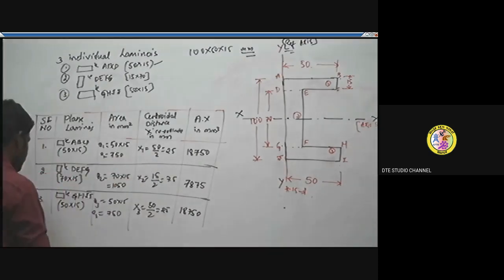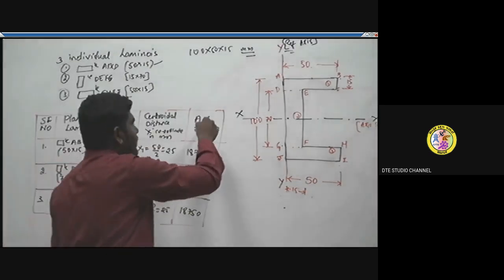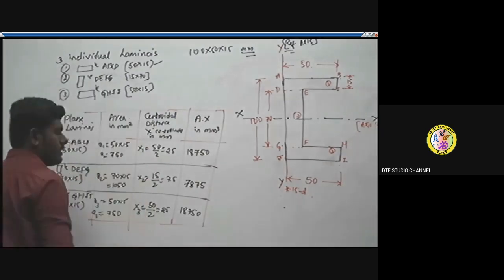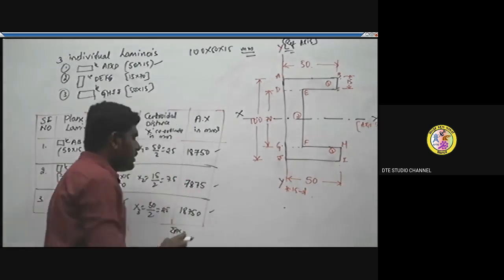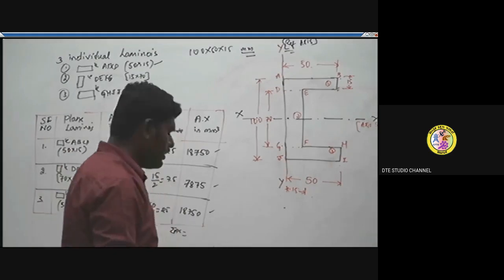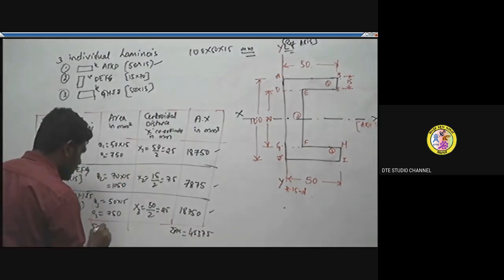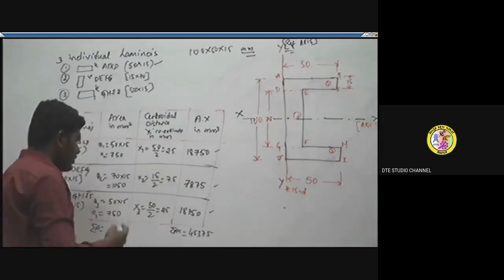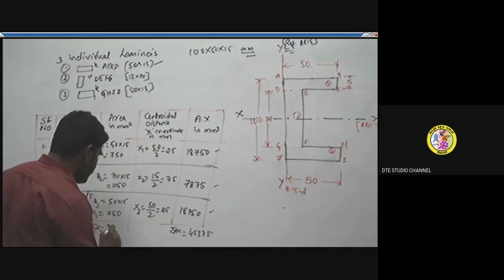Now find the sum of the product of its area into centroidal distance, and the sum of its areas. That is, sum of A into X is just adding these three laminas' products of areas and distances. So 18,750 plus 7,875 plus 18,750, we get 45,375. And then the sum of its areas, the area of all the individual laminas: 750 plus 750 plus 1050 will be equal to 2550.